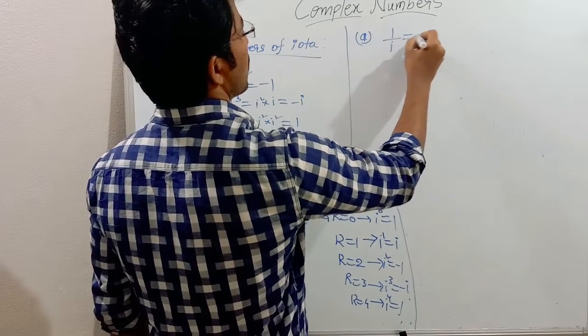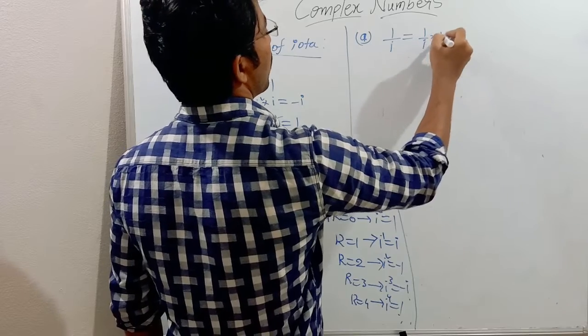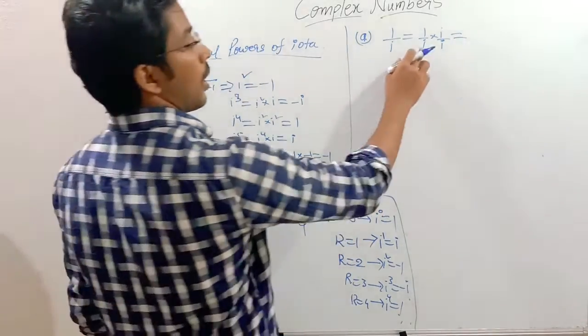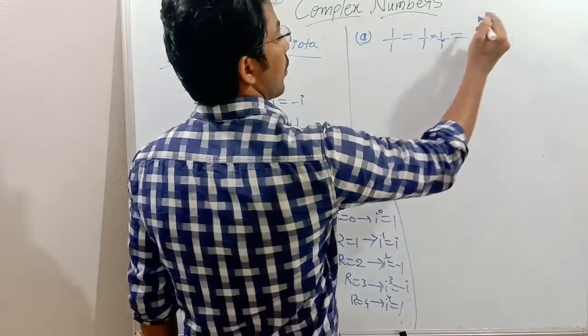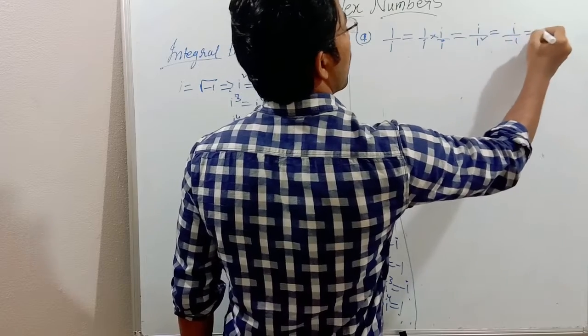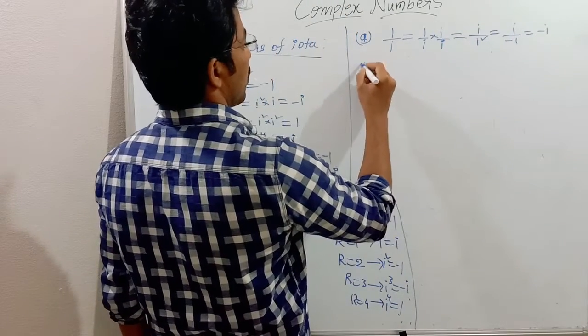1 by i is equal to 1 by i into i by i. I am multiplying and dividing 1 by i with i. Now i by i square is equal to i by minus 1, which is nothing but minus i.